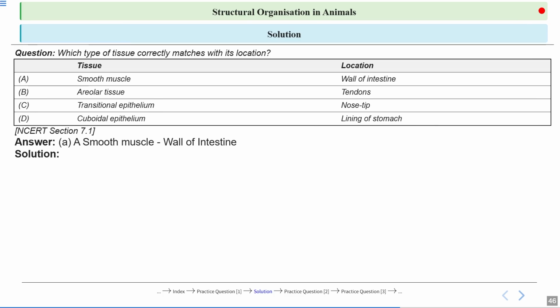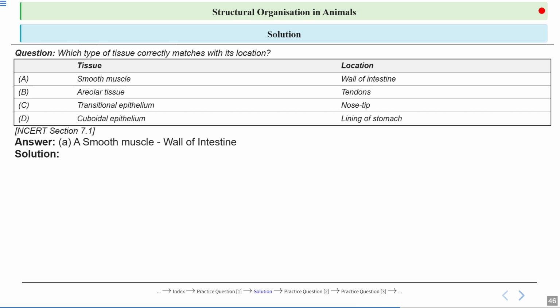Okay. Option A, smooth muscle, wall of intestine. Smooth muscle is present where? Wall of intestine, right? Because smooth muscle is involuntary, showing the involuntary action. And do you know whether the food is in the stomach or small intestine or the large intestine? Are we able to know? No, it is not in our control, right? So this smooth muscle, as it is involuntary action, it is found in the wall of intestine. This is the correct one, right?